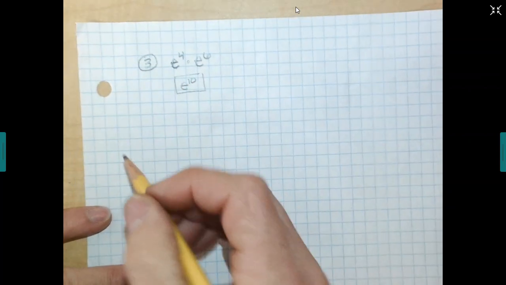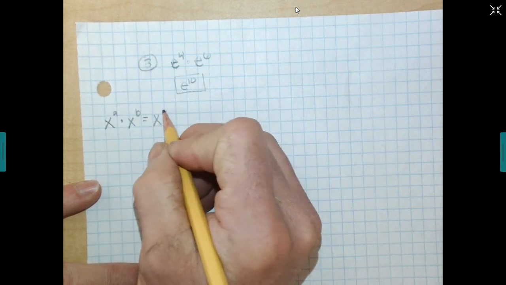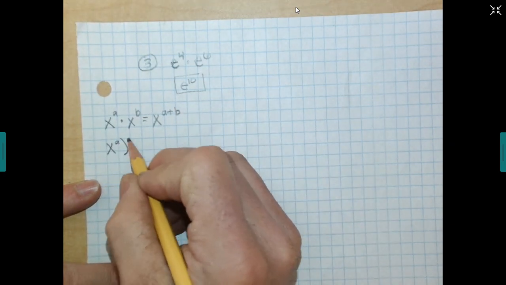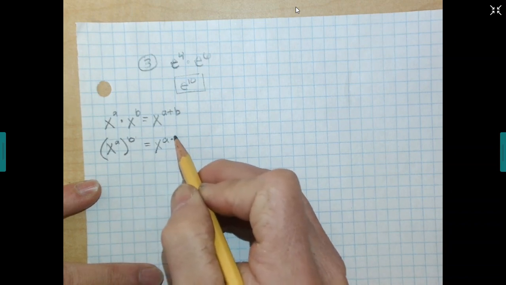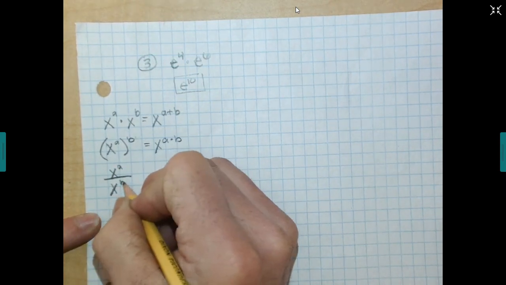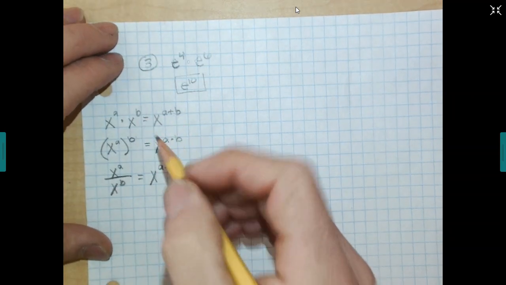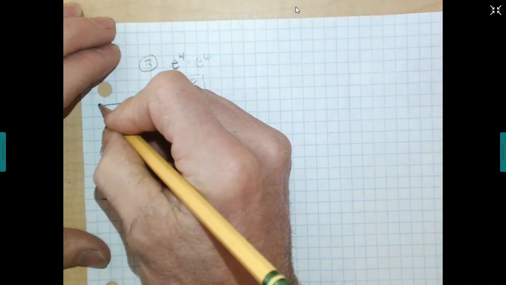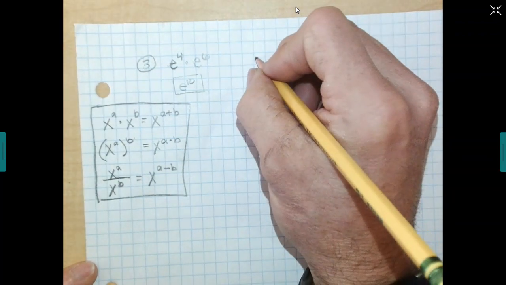Right? A little reminder, if you have x to the a times x to the b, you get x to the a plus b. If you have x to the a to the b, then you have x to the a times b. And if you have x to the a over x to the b, you have x to the a minus b. So there's our little side notes right there. So you can put those somewhere so that you have that for all your lessons. Let's do example number 4.